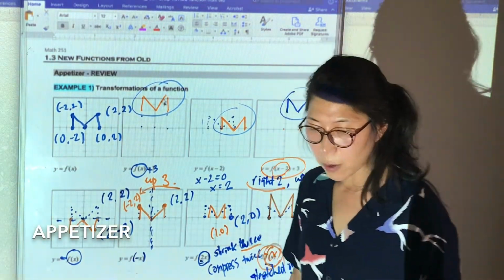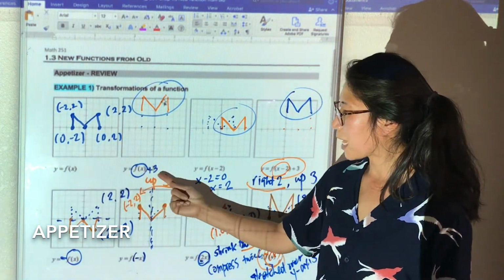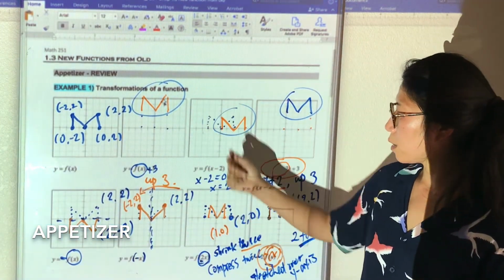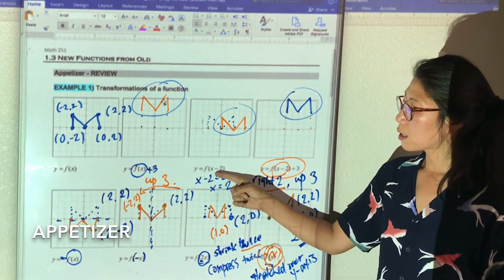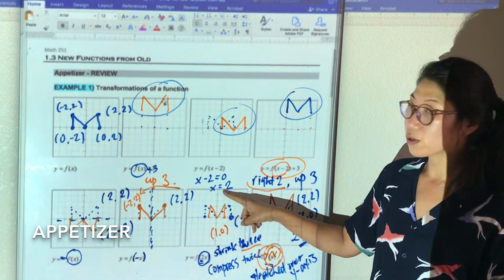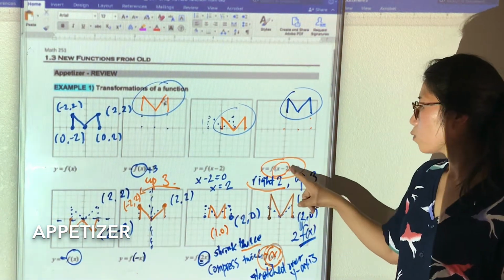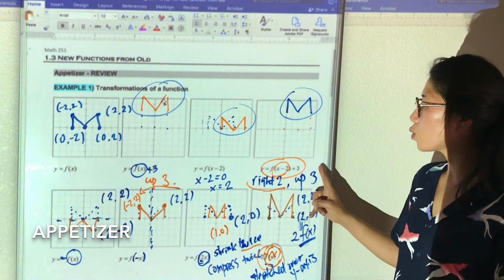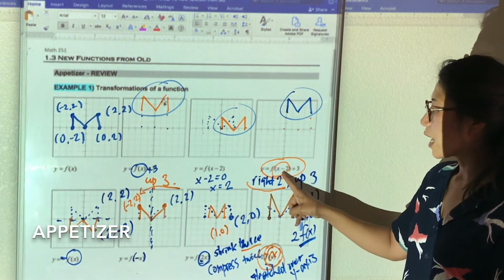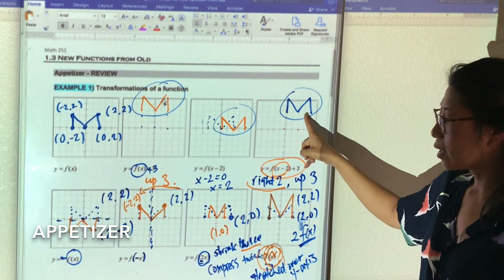So let's summarize quickly. If you have the original function, adding 3 to the whole function will move it up 3. Inside the parentheses, be careful, find your zeros, and that will show you a transformation. So this moves right 2. Next one, as you see, combining these two transformations shows me right 2 and then up 3. So I get this shape.